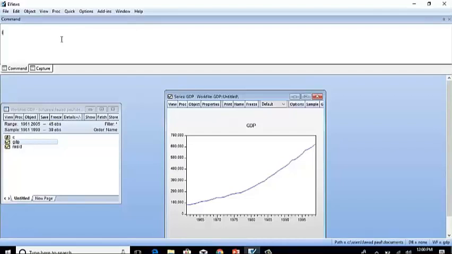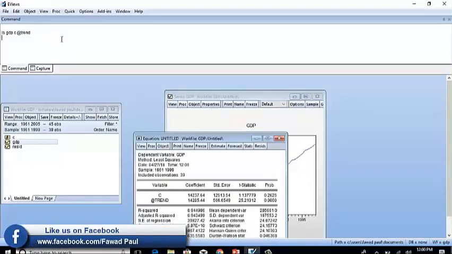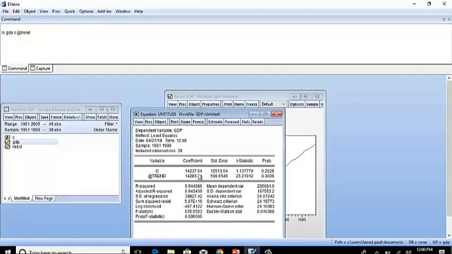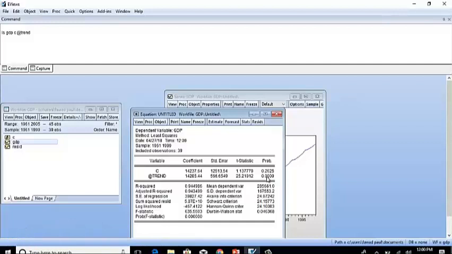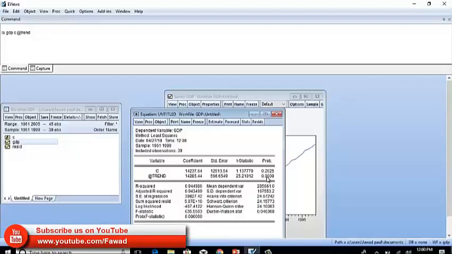Write the command ls gdp c @trend. If the trend coefficient is significant, it means that there is a trend. If it is insignificant, it means that there is not a trend.